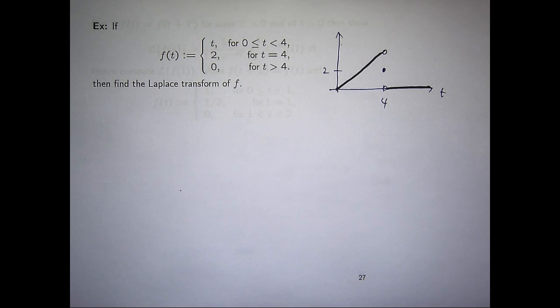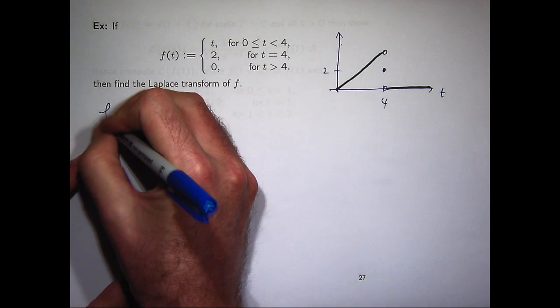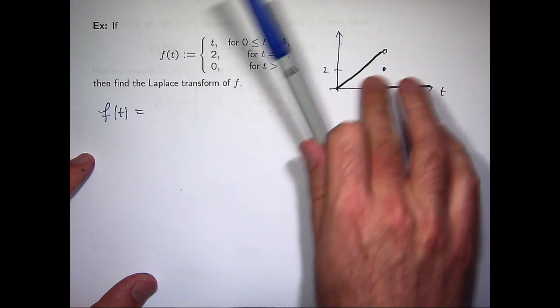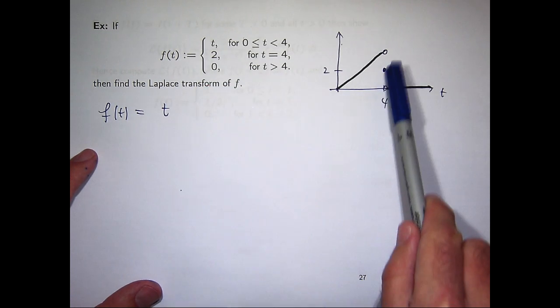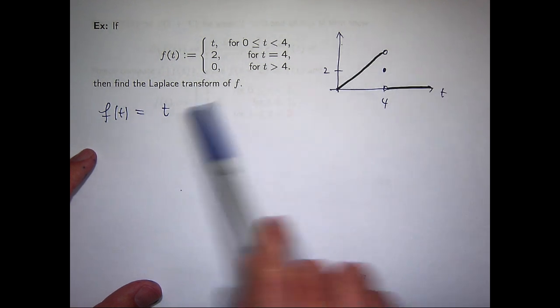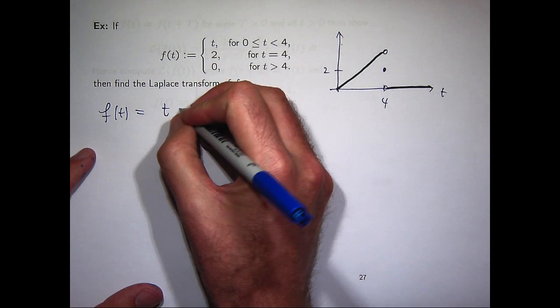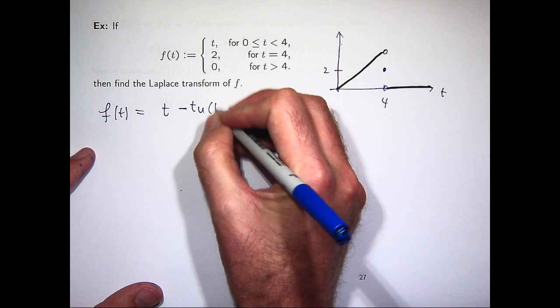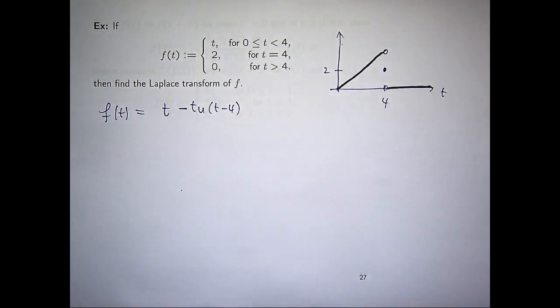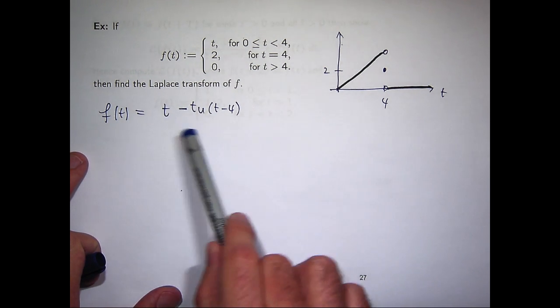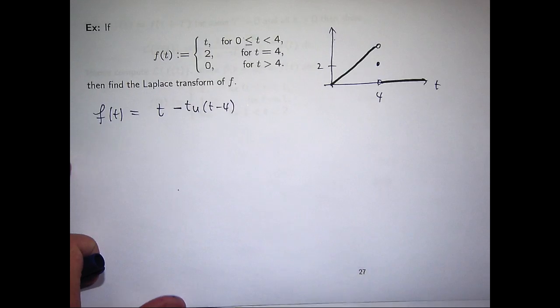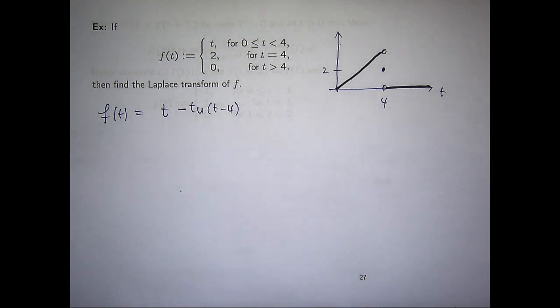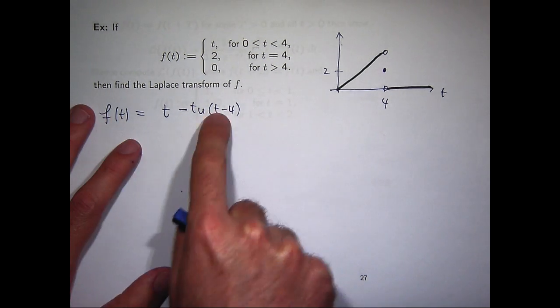Essentially, just break it down to what happens before the jump and what happens after the jump. So to the left, it's just the regular t function. Now, to the right, that t function has got to get turned off. So what I can do is multiply exactly what I have there by the step function and take this away from t. So let's just verify that actually this gives us what we want.